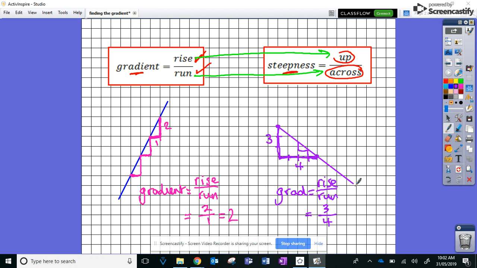The only thing we need to check now is because this one is sloping back in this opposite direction, we need to put a minus on it because it's heading in the opposite direction to this one over here. This is a positive gradient. This is a negative gradient.